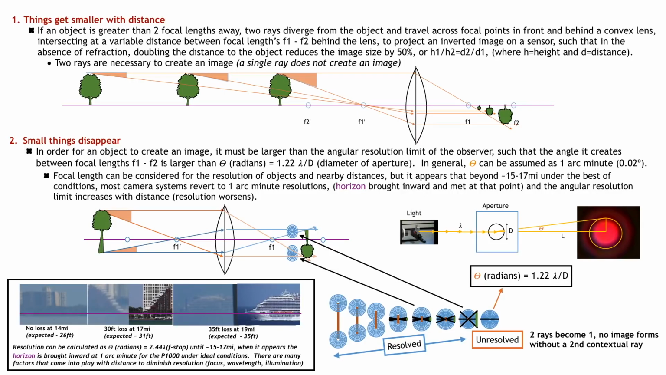And again, 2 rays are necessary to create an image. A single ray does not create an image. In other words, we see the world in angular size.